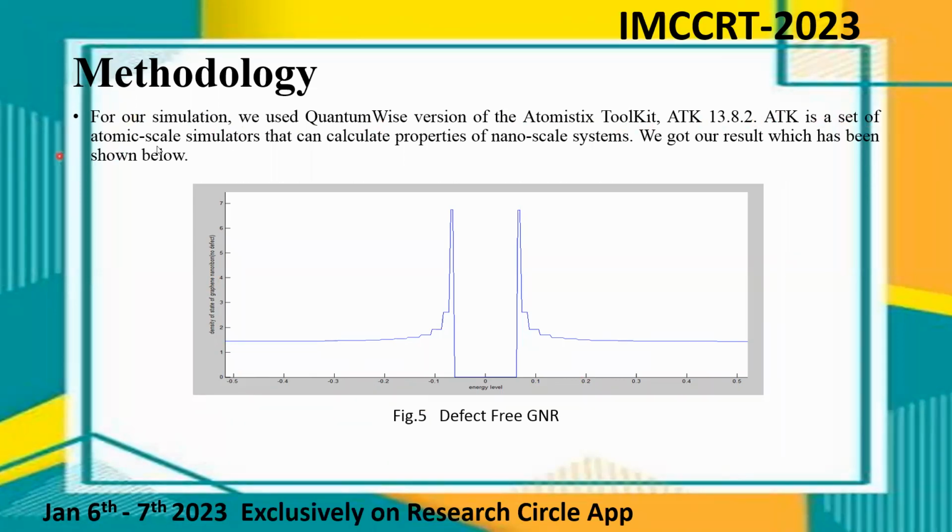ATK is a set of atomic scale simulators that can calculate properties of nanoscale systems. We got our result, which has been shown. This is just the result for a graphene which is defect free. That's it.